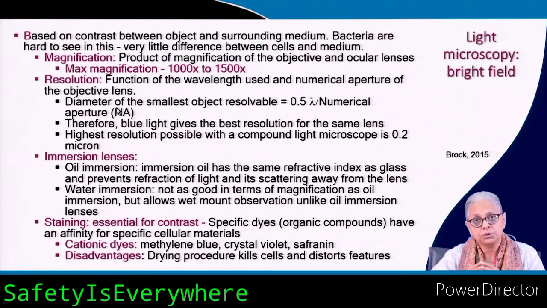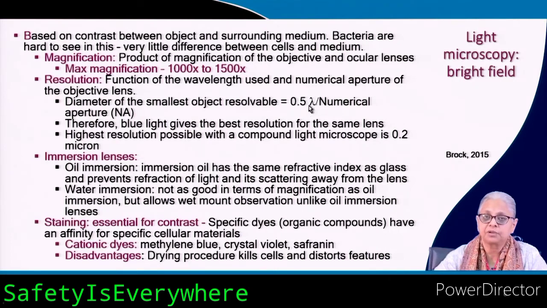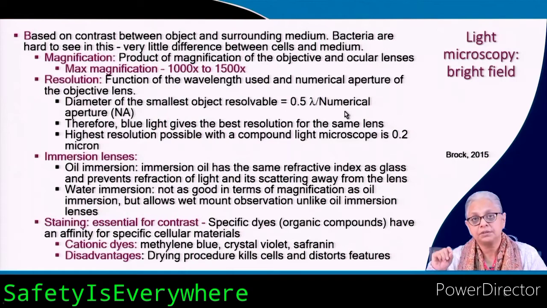Now, as I said, resolution is the parameter that we use for defining the smallest object that can be resolved by any light microscope. So the way to determine this particular diameter is to use this formula: 0.5 times lambda, where lambda stands for the wavelength of light that you're using, divided by the numerical aperture of the lens. So numerical aperture is a characteristic of the objective lens. Lambda is the wavelength of light that you're using.